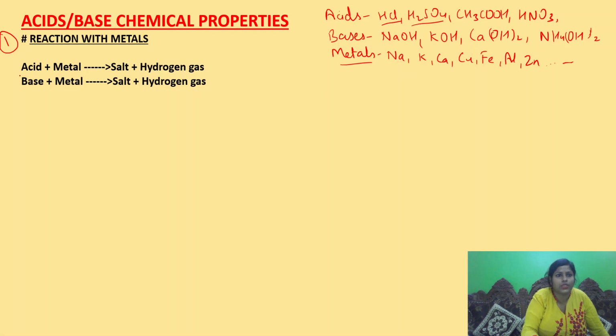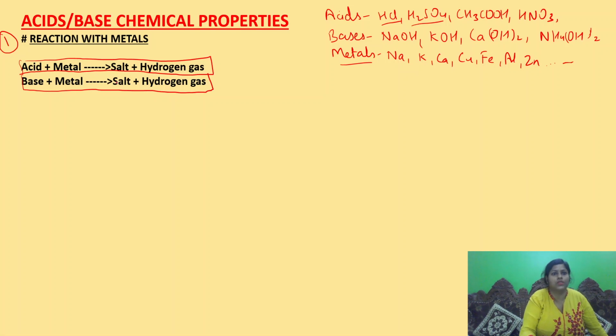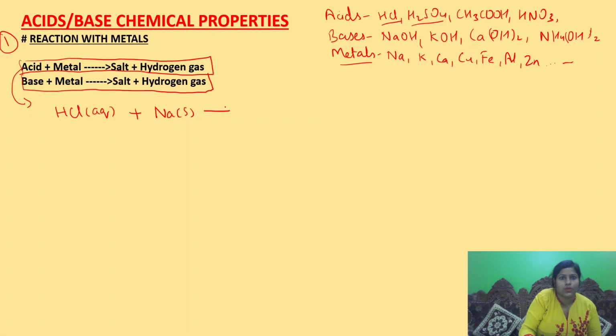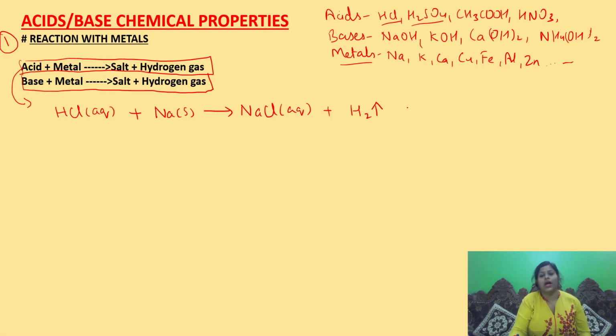So we will take up the first reaction, that is, acids react with metal to form salt and hydrogen gas. You can see bases also react with metals to form salt and hydrogen. I will tell you what is the difference between these two reactions. First we will take the acid reaction. So we will take hydrochloric acid, this is aqueous. It reacts with sodium metal, solid, to form a salt, this is aqueous. And what is released? Hydrogen gas is released. You know hydrogen gas burns with a pop sound. And what is a pop sound?